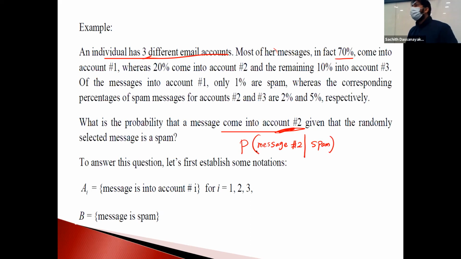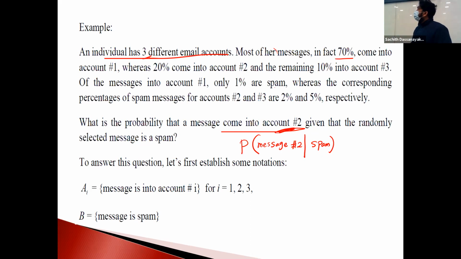Clear? This is what you need to find. So you can do it like this. It is easy if you can convert this to a notation like they have mentioned here. So A_i means messages into account number i. Let's say we have 3 accounts, 1, 2, 3. That's why they have mentioned A_i, I mean 1, 2, 3. A1 means message in account 1, A2 means message in account 2, something like that.